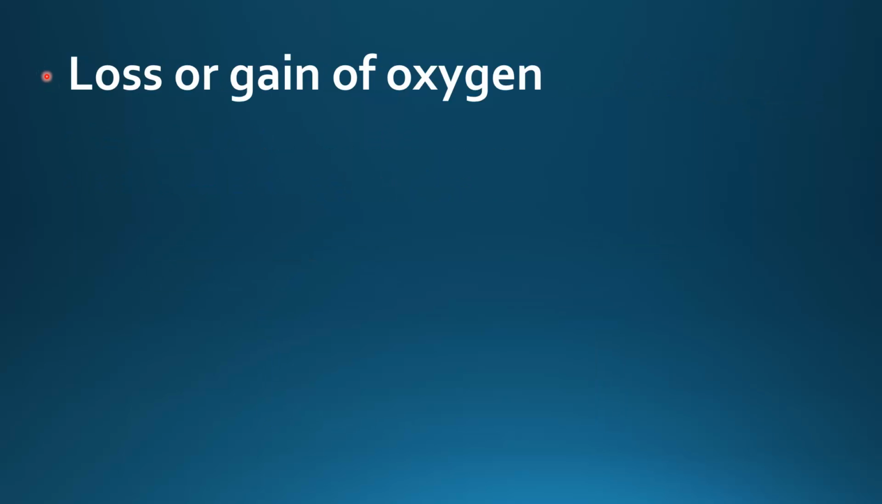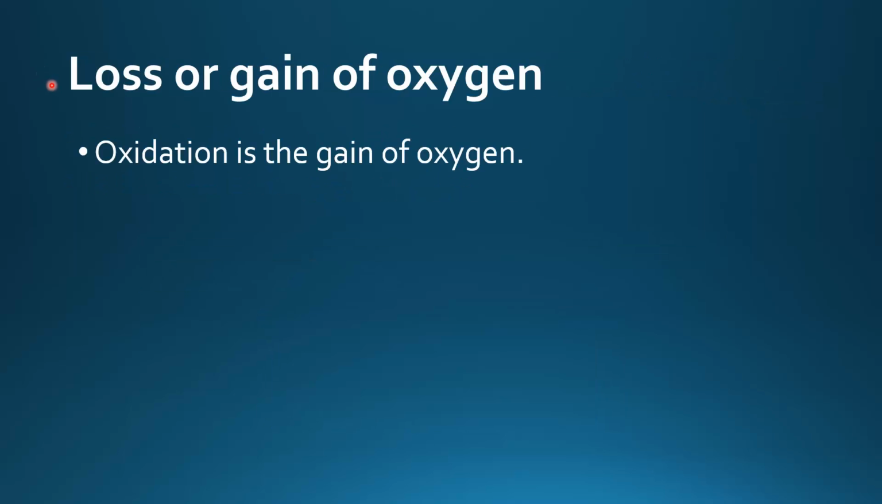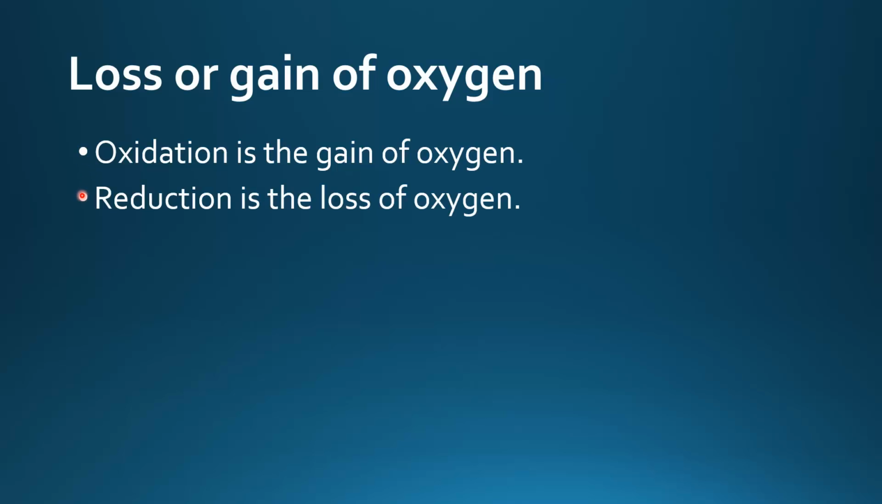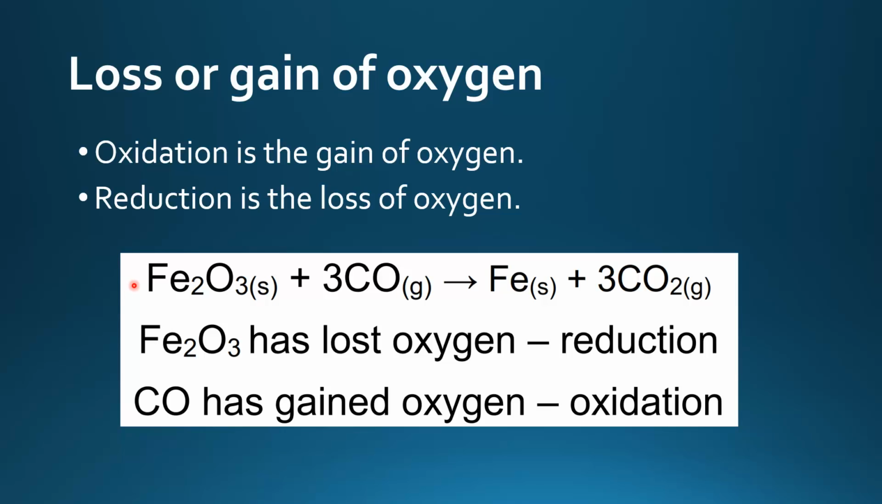The next definition is loss or gain of oxygen. Oxidation is the gain of oxygen. Reduction is the loss of oxygen. Let's look at an example. Here we have iron oxide reacting with carbon monoxide to form iron and carbon dioxide. The iron oxide has lost oxygen. It's gone from Fe2O3 to Fe, so that's reduction, and the carbon monoxide has gone from carbon monoxide to carbon dioxide, so it's gained oxygen, and that's oxidation.